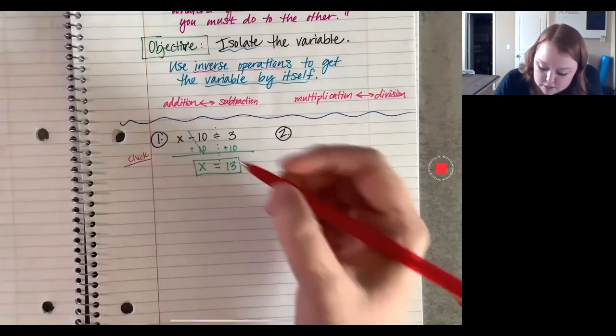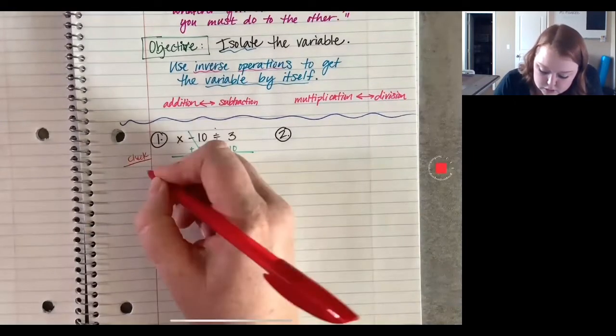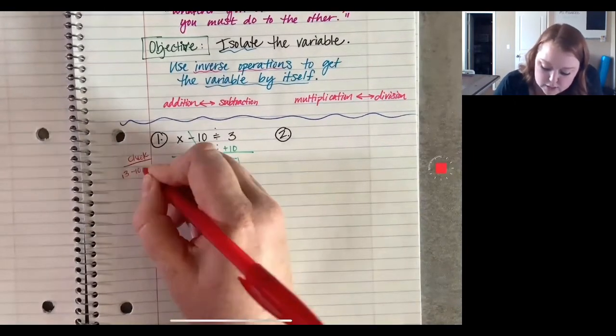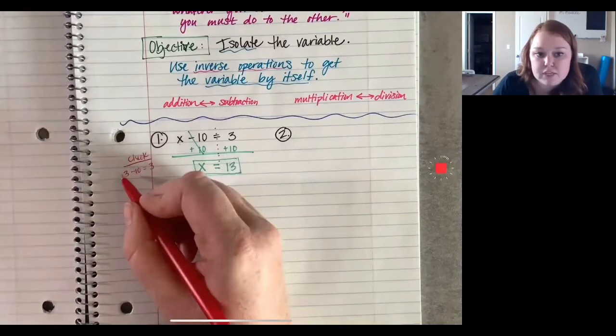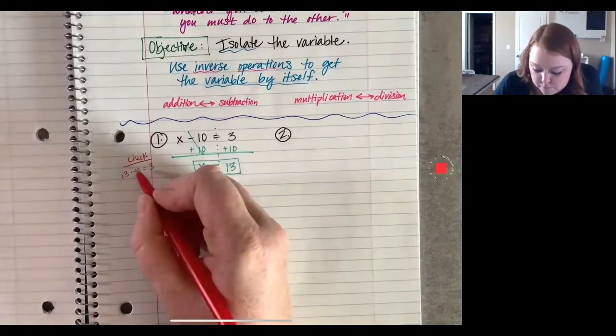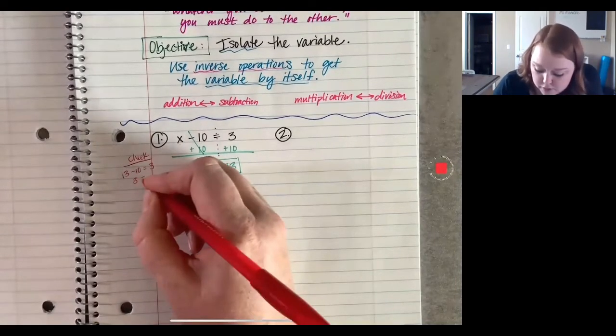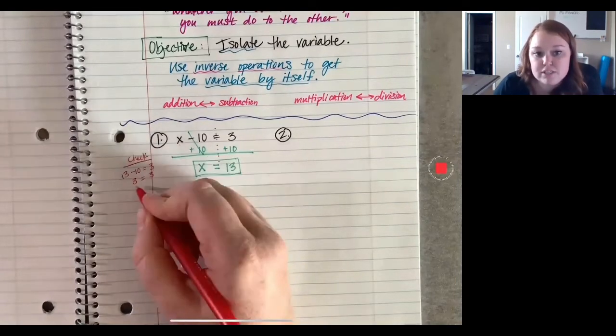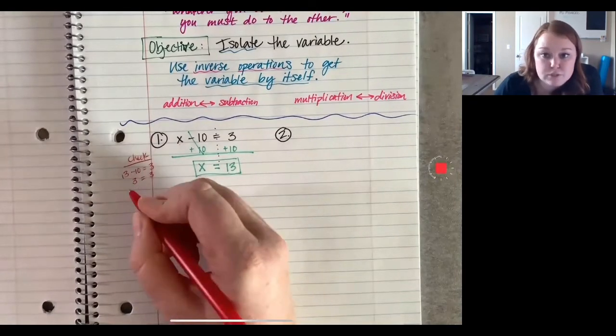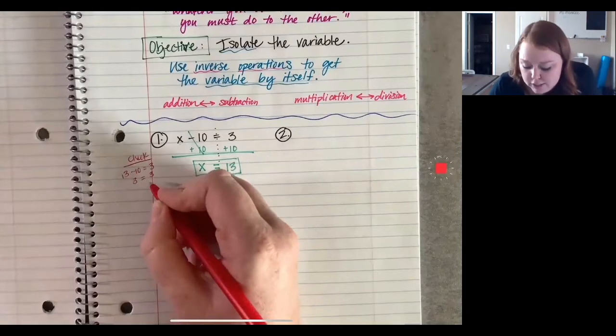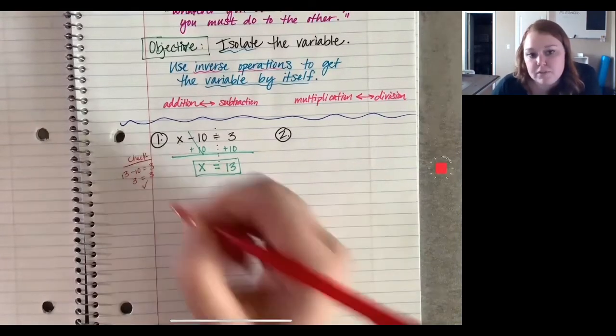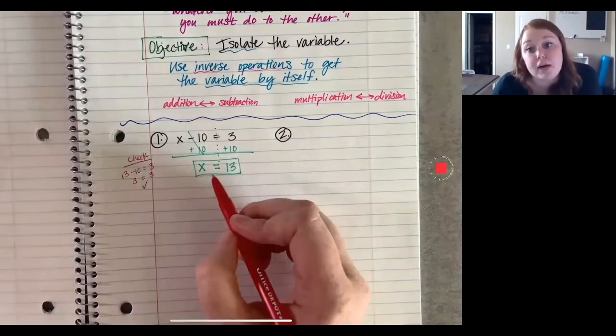If I plug in 13 right there, it would say 13 minus 10 equals 3. Let's go ahead and simplify the left side. 13 minus 10 is 3. The right side's already simplified, and you ask yourself, is this a balanced equation? Is 3 equal to 3? Yes, it is. And what that means, if this checks out, is that we got the correct answer.